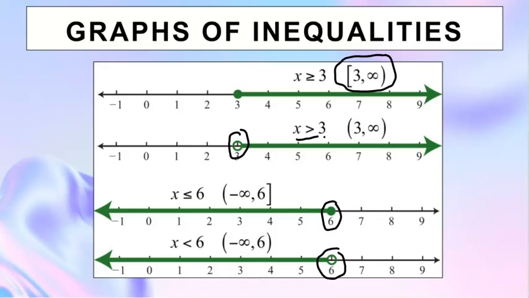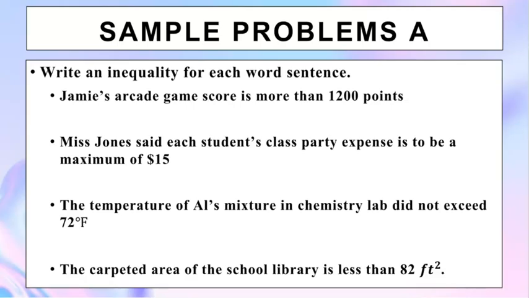So let's take a look at examples for ourselves. Here we want to write an inequality for each word sentence. Jamie's arcade game score is more than 1,200 points. So now we have to just choose a variable. And I usually choose a variable that's the same as what item I'm looking at. So the arcade game score. So I'm going to use G for game. So I'm going to put G here. It says is more than 1,200. So that means it cannot equal 1,200. So I'm going to put greater than 1,200. And that would be my inequality for that one.